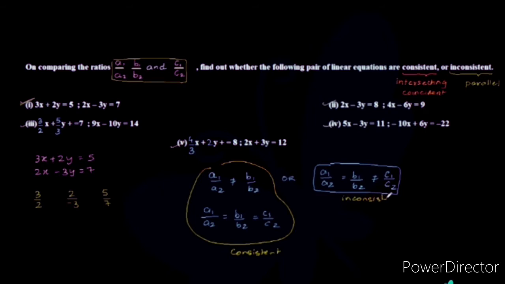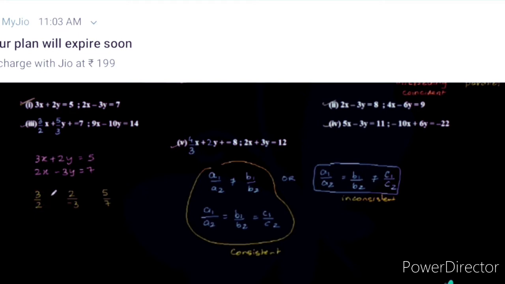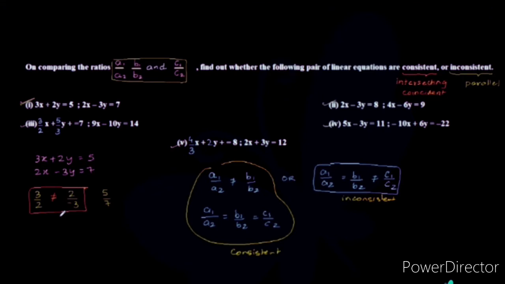As you can see here, a1 upon a2 is definitely not equal to b1 upon b2. We don't look further. This in itself fulfills the first case, that is, the lines are intersecting. Therefore, this first pair of linear equations is consistent. That is, you can solve uniquely for x and y. Having said that, let me erase this stuff here. So let me write that the first one is consistent.